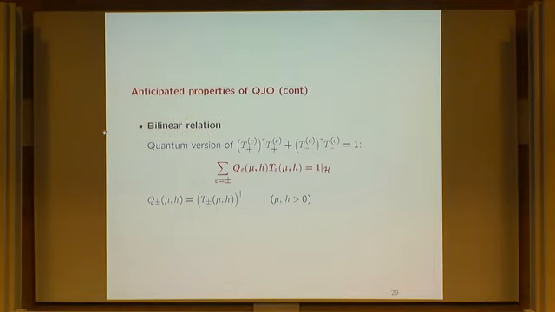Okay, also finally we have a relation like this, which is a quantum analog of the classical relation of conservation of probability. You have some quadratic relations.